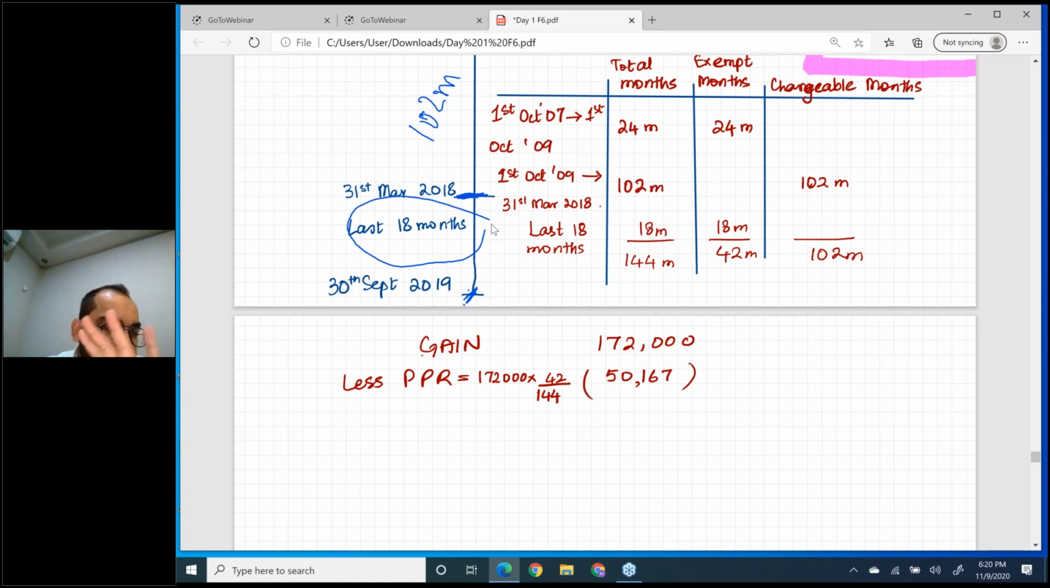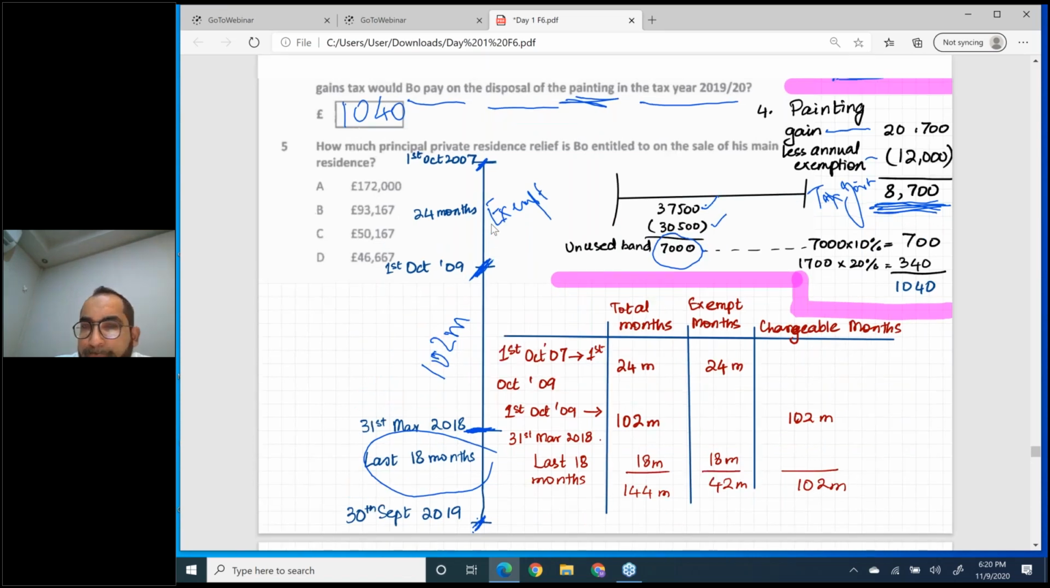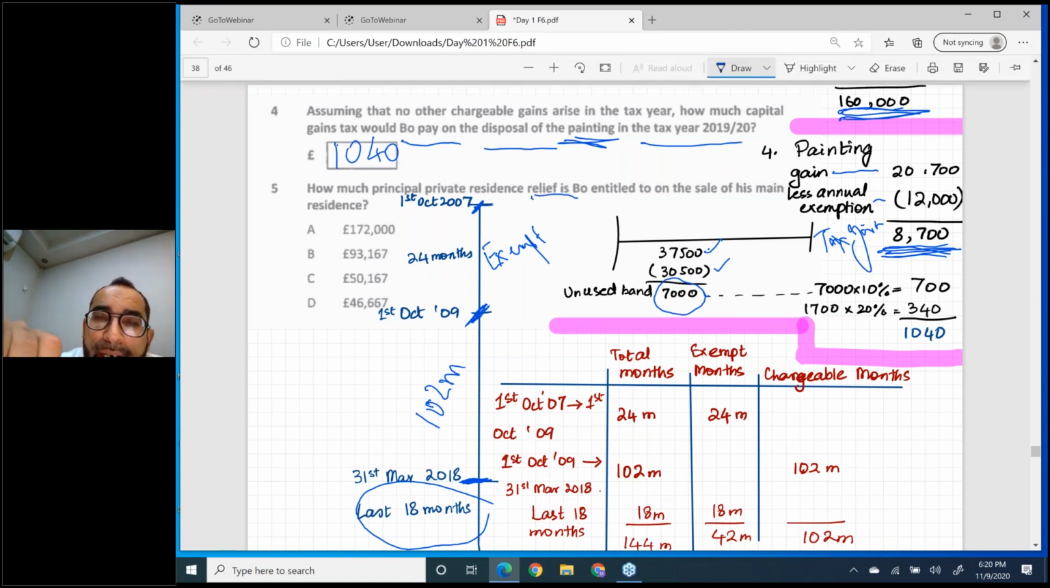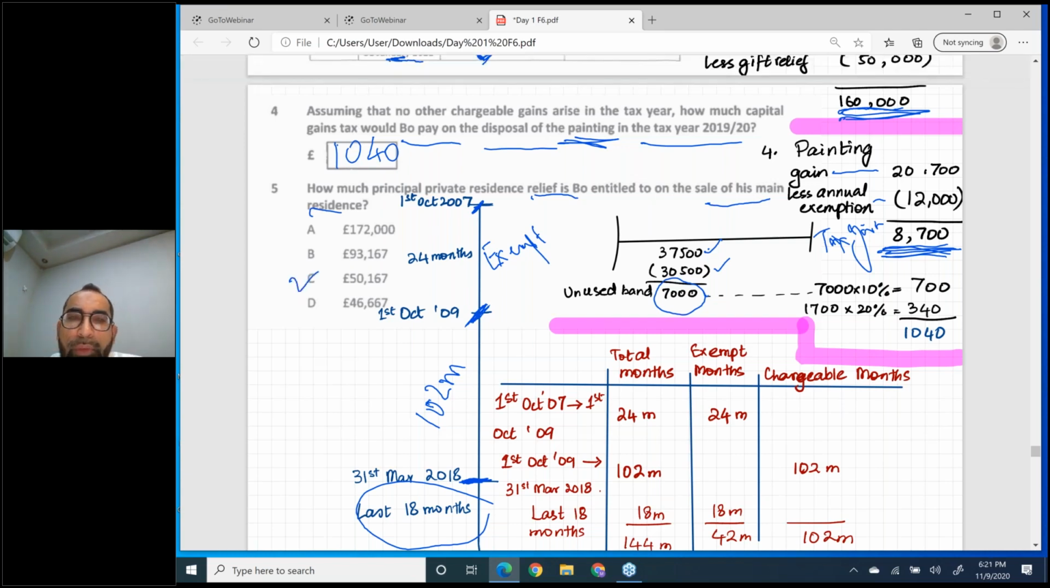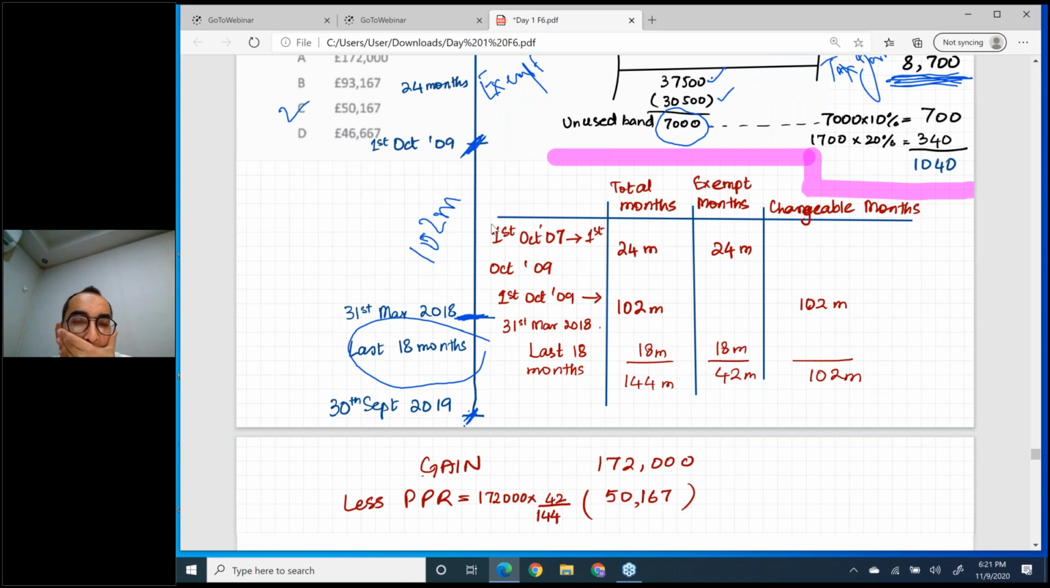Right? Okay. So what's the final requirement? Let's check question number 5. How much principal private residence relief is Bo entitled to on the sale of his main residence? The answer is 50,167. You can see.